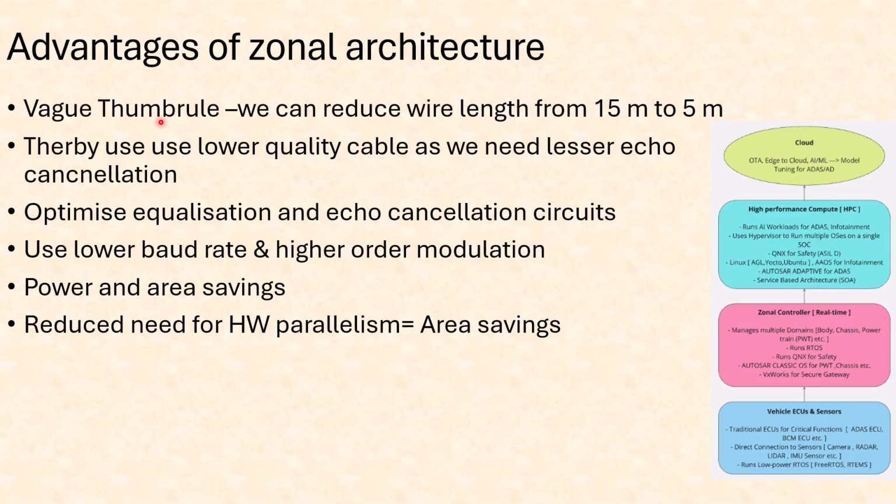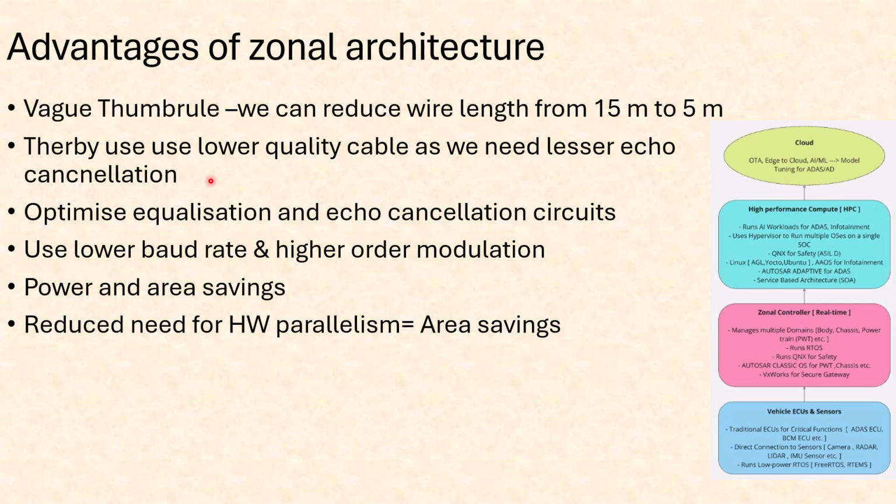Now, advantages of the zonal architecture. What are the main advantages? As a rough thumb rule, we can reduce the wire length from 15 meters to 5 meters. So naturally, proportionally, the complexity will reduce. And it also allows lower cable quality, as we need less echo cancellation.